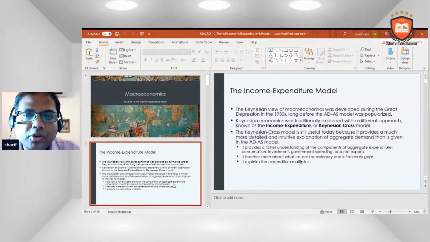The Keynesian cross model is still useful today because it provides a much more detailed and intuitive explanation of aggregate demand than is given in the AD-AS model. It provides a richer understanding of the components of aggregate expenditure: consumption, investment, government spending, and net export. It teaches more about what causes recessionary and inflationary gaps. It explains the expenditure multiplier.